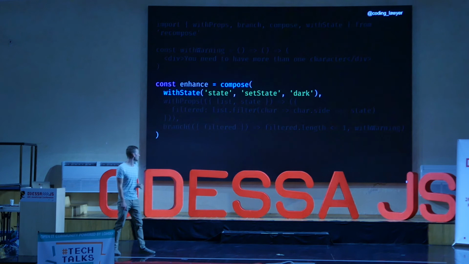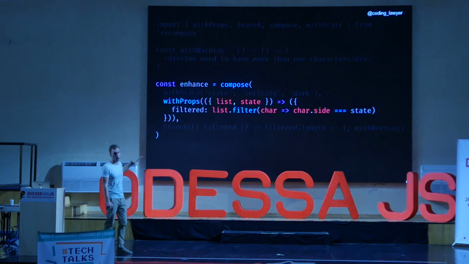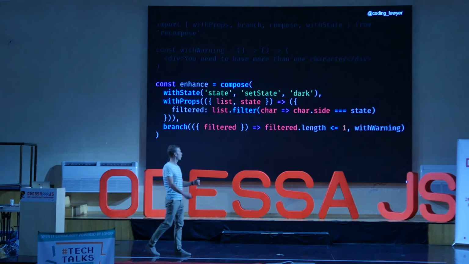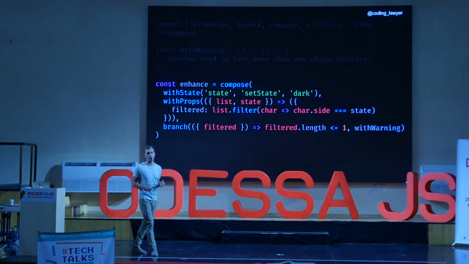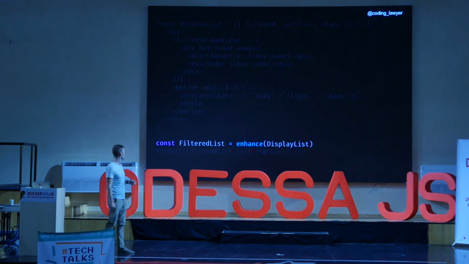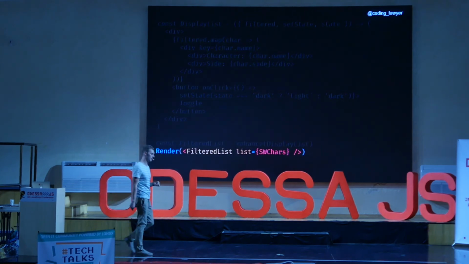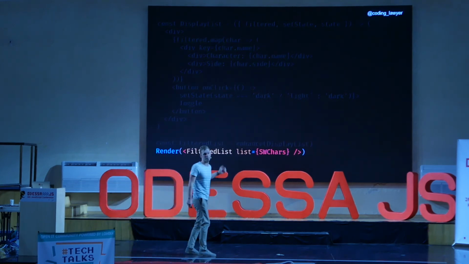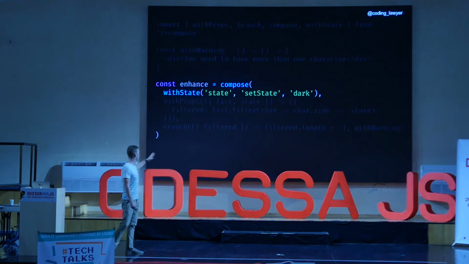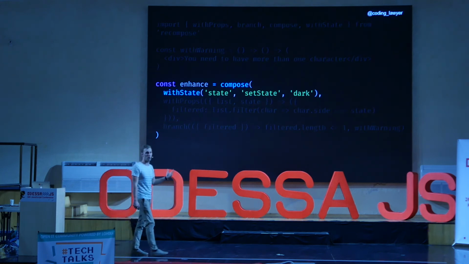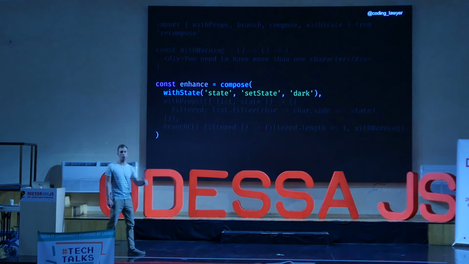internal state. So we have our withProps higher order component. Then we have a branch higher order component. We store this as enhance. We get back a configured higher order component waiting for the base component. So we pass it the display list, store it as filtered list, and we pass the list to the filtered list. So we are no longer passing the side prop because we are storing side inside a state. So we pass the list. The list goes down to withState. Here we enhance our props by state and setState. So our props are list, state, and setState.